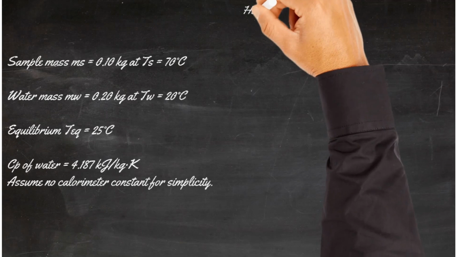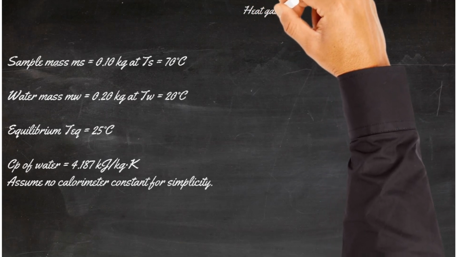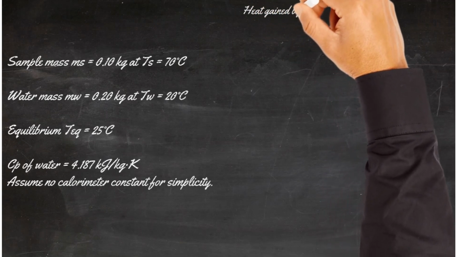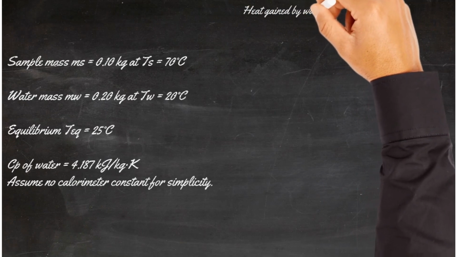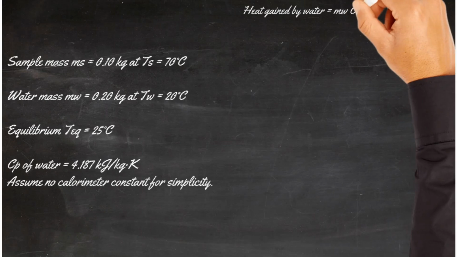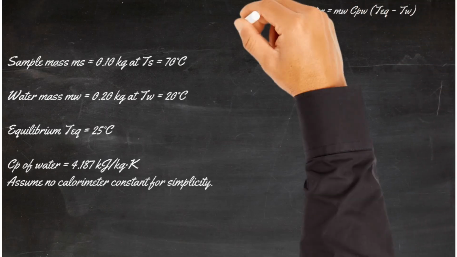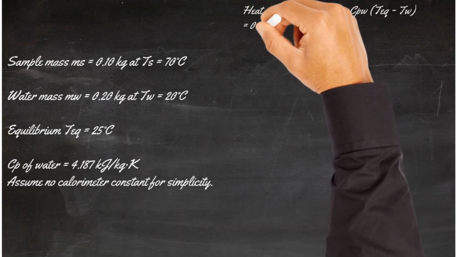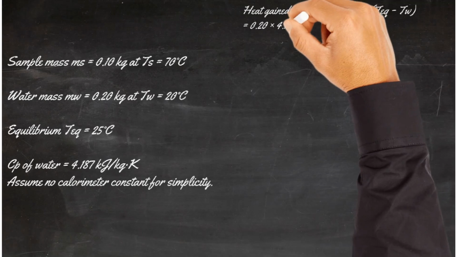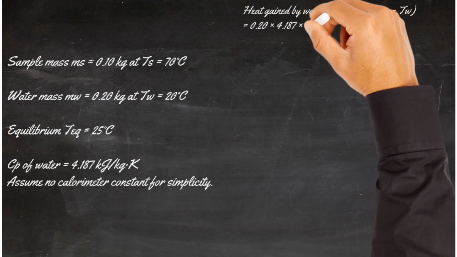Heat gained by the water equals the water mass multiplied by the specific heat of water multiplied by the water temperature increase. Now substitute the values. The water mass is 2/10 of a kilogram. The specific heat of water is 4.187 kilojoules per kilogram per degree. The temperature increase of the water is 5 degrees.